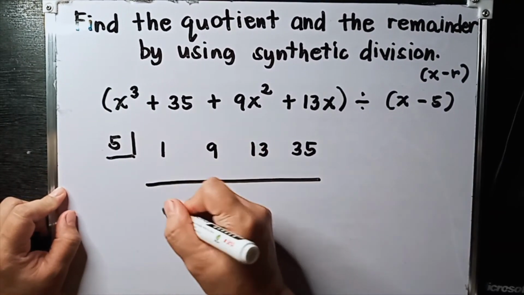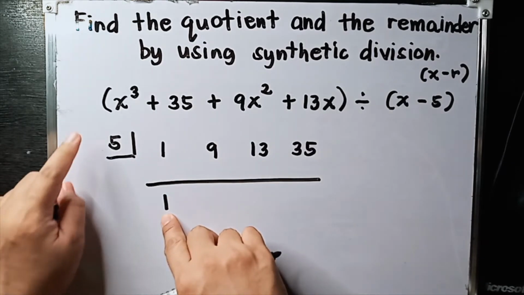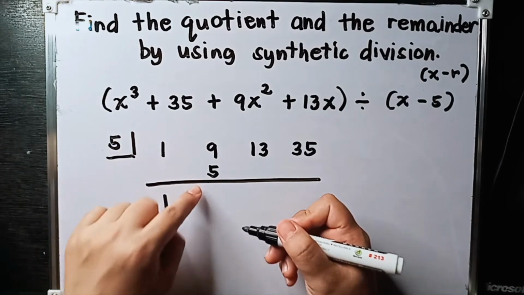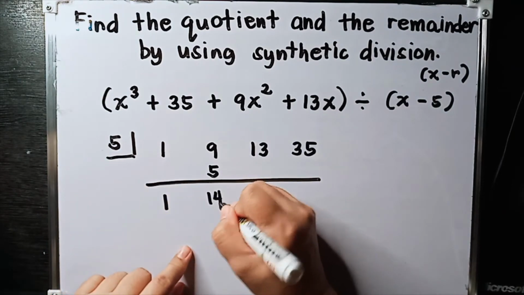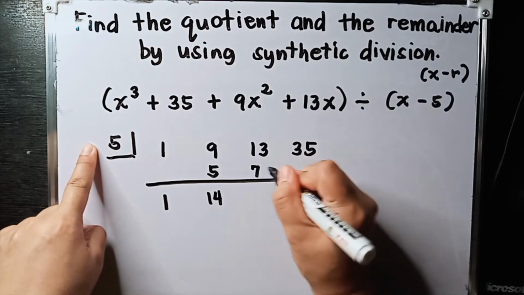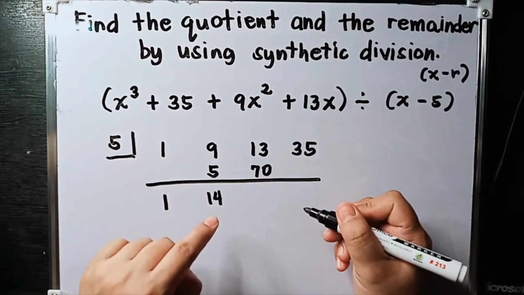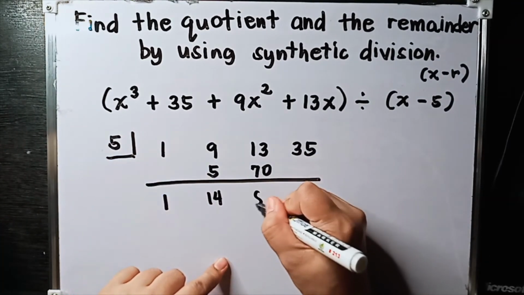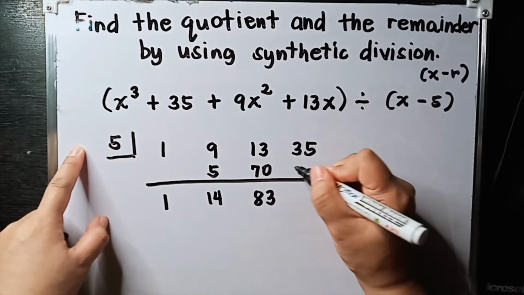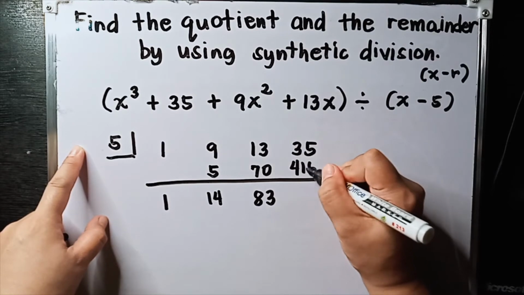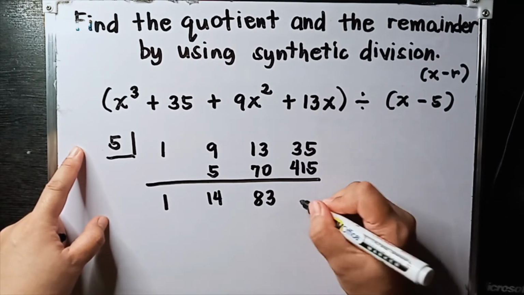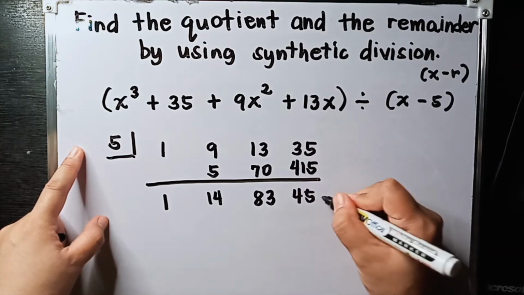And then we bring down 1, times 5, we have 5. 9 plus 5, we have 14. 14 times 5 is 70. 13 plus 70 is 83. 83 times 5 is 415. 35 plus 415 is 450.